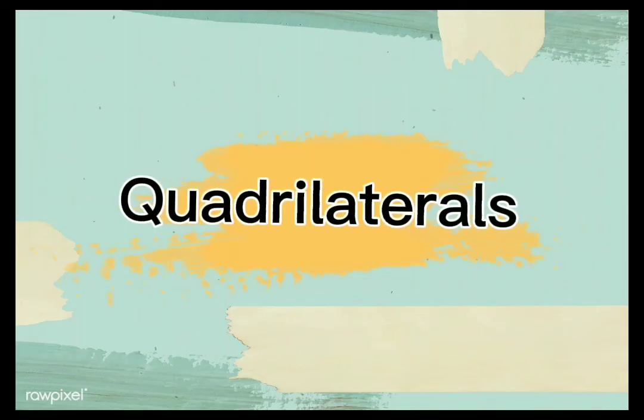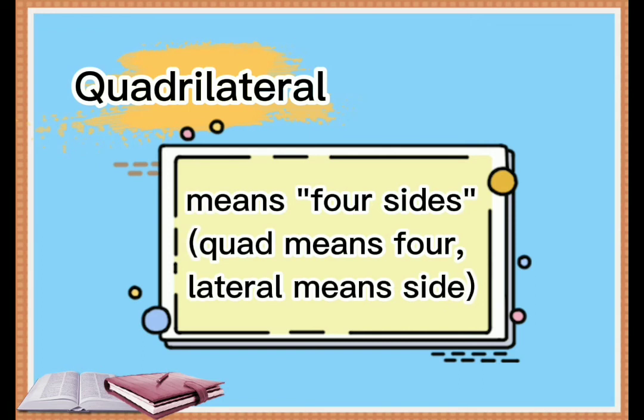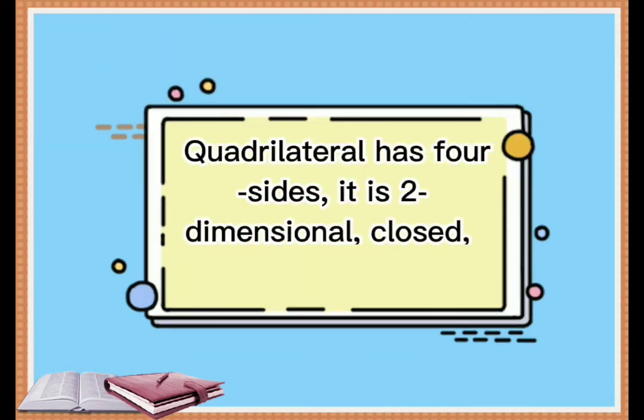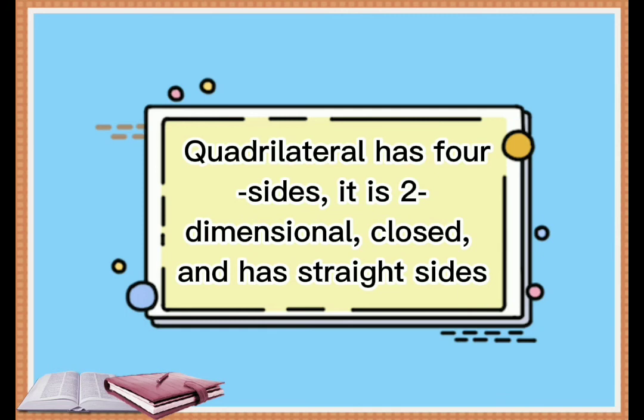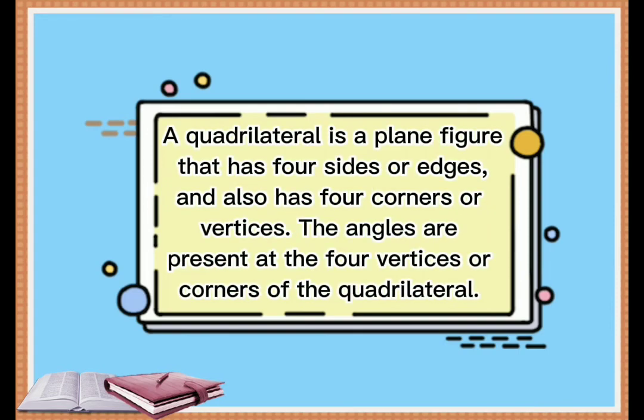We are now on the last part of this video and it is all about quadrilaterals. Quadrilateral just means four sides. Quad means four, lateral means side. A quadrilateral has four sides. It is two-dimensional, closed, and has straight sides. A quadrilateral is a plane figure that has four sides or edges and also has four corners or vertices.